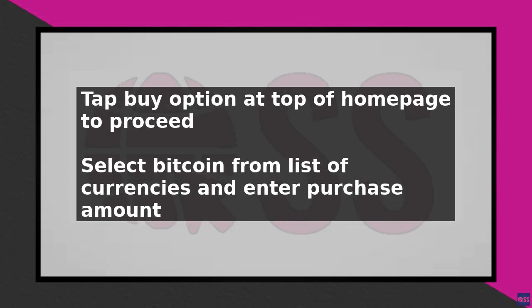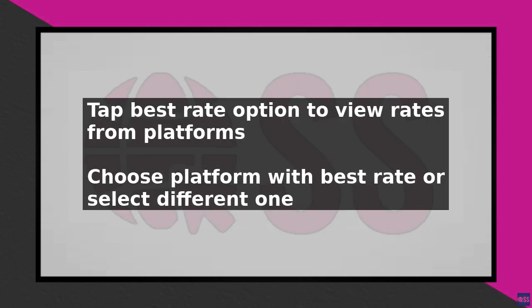You will then be presented with a list of currencies that can be purchased, including Bitcoin. Select the Bitcoin option and enter the amount you wish to purchase. By default, the amount is set to 150, but you can change this to any amount you prefer.